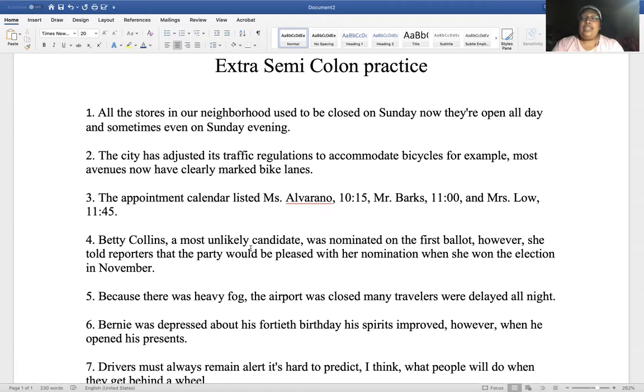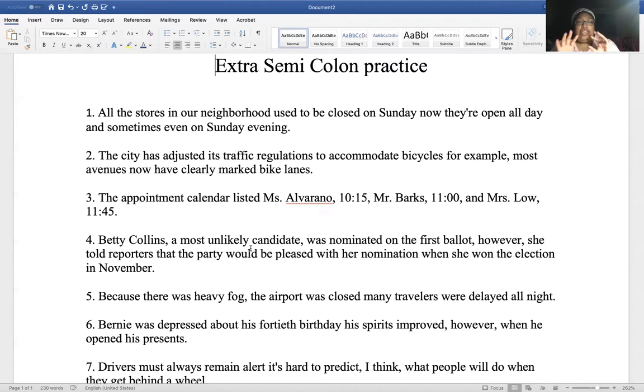So this is an example of a run-on sentence. And why it's a run-on sentence is you have a couple of ideas pressed into a sentence between the capital letter and the period, right? You have all the stores, neighborhood, closed on Sunday, open all day, open Sunday evening. You got five big ideas in this one sentence. So this is a run-on. So this means that there's really two sentences here.